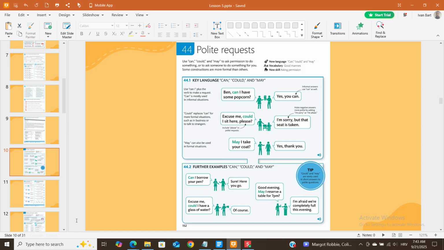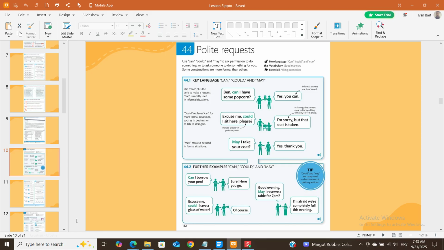Vocabulary: good manners. New skill: asking permission. Could replaces can for more formal situations, such as in business or to talk to strangers. "Excuse me, could I sit here, please?" Include please in polite requests.